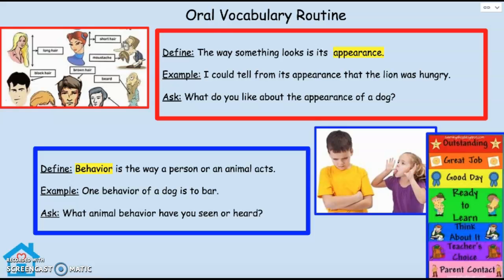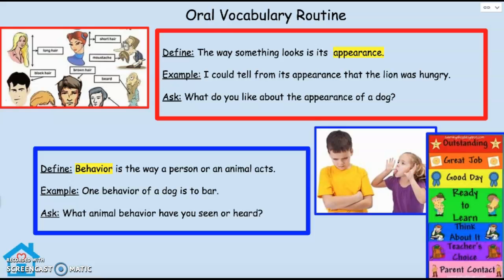The other word that I would like you to know is behavior. Behavior is the way a person or animal acts. So an example would be one behavior of a dog is to bark. Maybe you have some behaviors that you do at home. In this picture, it looks like a little girl might be doing a not good behavior, kind of a bad behavior. So those are two vocabulary words I want you to know before reading today and tomorrow's story.